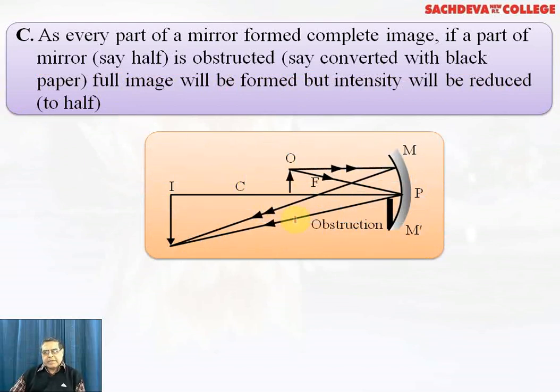So now it is again a figure of the concave mirror, and an object is shown between the principal focus and the center of curvature. The rays of light are moving from O. They strike the mirror at the points of incidence and are reflected back. The image will be formed at I, that is inverted, larger in size, and beyond C.